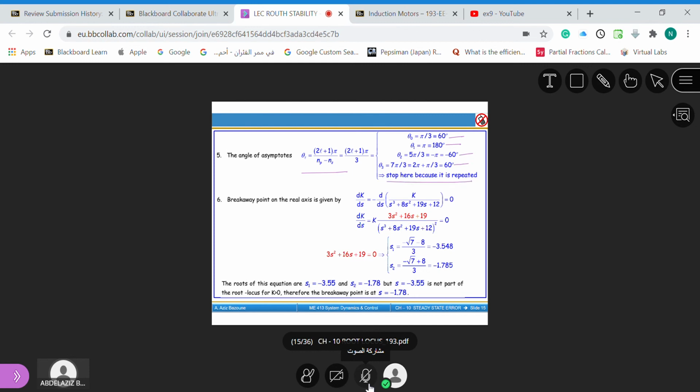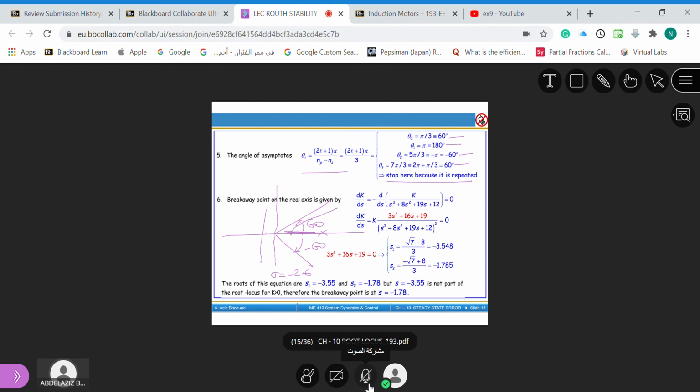Now we will see the breakaway point. What is the breakaway point? We found the asymptotes. These are the asymptotes, here and here. This sigma is minus 2.6. The asymptote here is 60 degrees, and here is minus 60 degrees. The pole is coming from here. So we will see now the breakaway point.